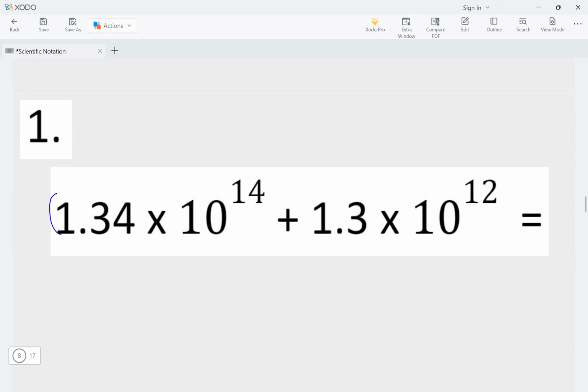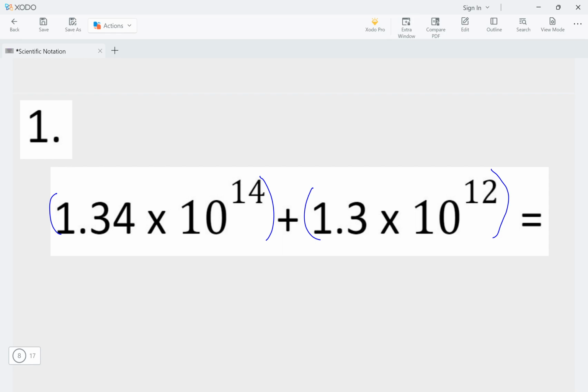If my first number is this and this is my second number, these are not in the same place value. If I was to line these up, 1.34 and 1.3, these are, again, I can add those, but they're not the same place value because this is going to have times 10. So I'm going to have more zeros on the end of my number, where this is only times 12. So I won't have as many zeros to hold that place value.